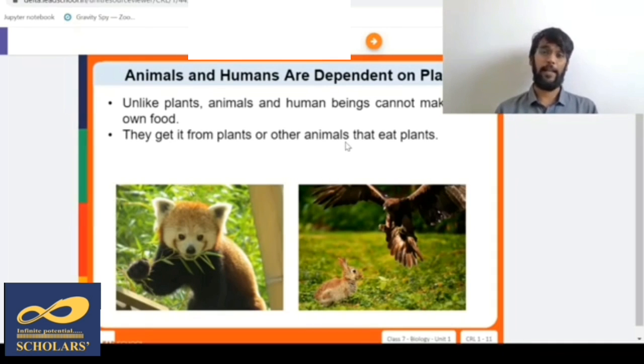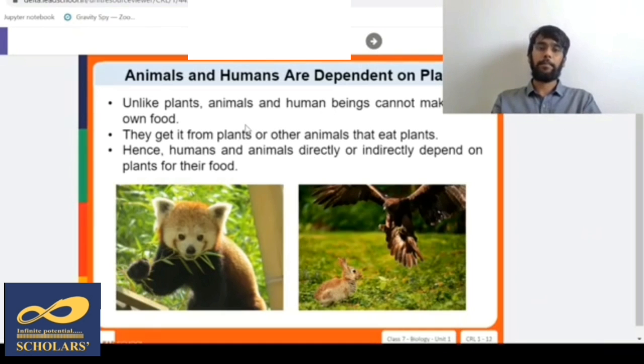So, how do they get it? They eat the plants or they eat the animals directly. So, hence, animals and humans are directly or indirectly dependent on plants for their own food. We'll come back to this soon. So, students, what we have learned till now is plants make their own food, and all animals, including human beings, directly or indirectly depend on plants for their food.